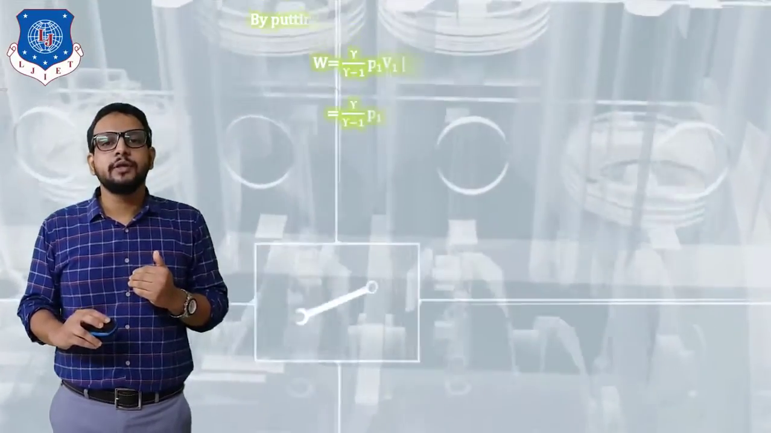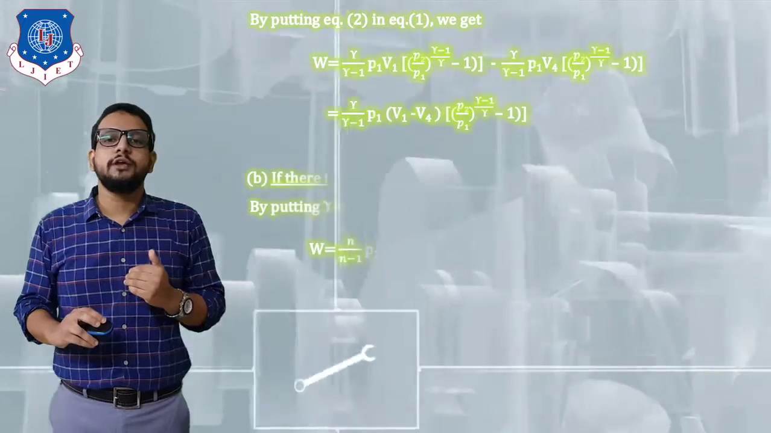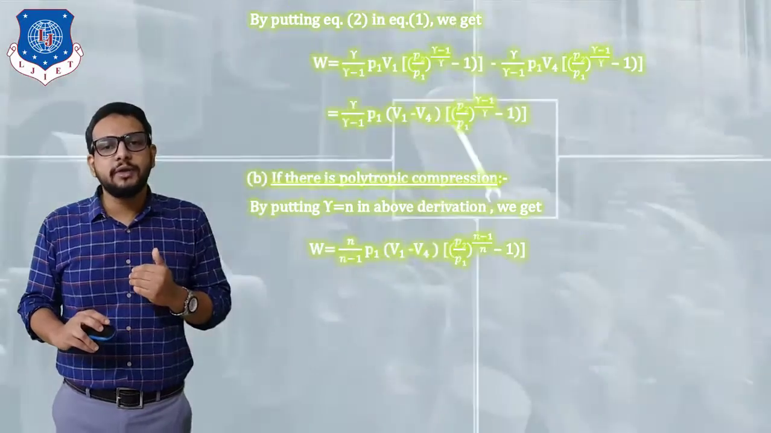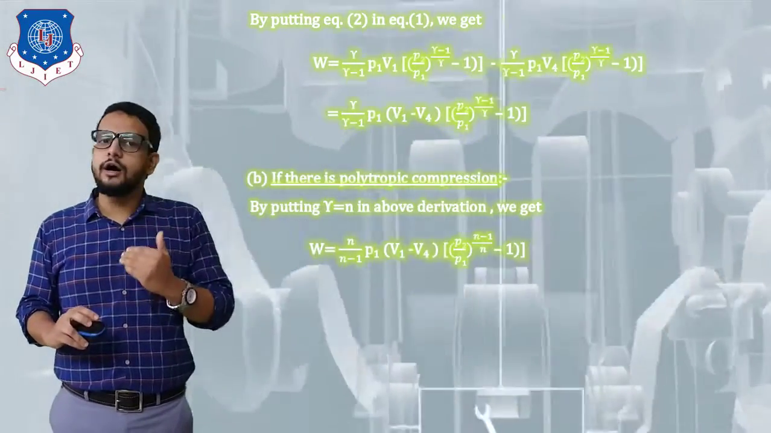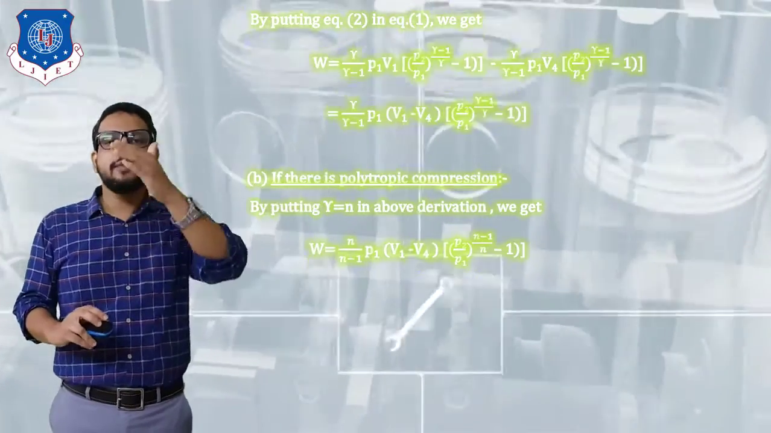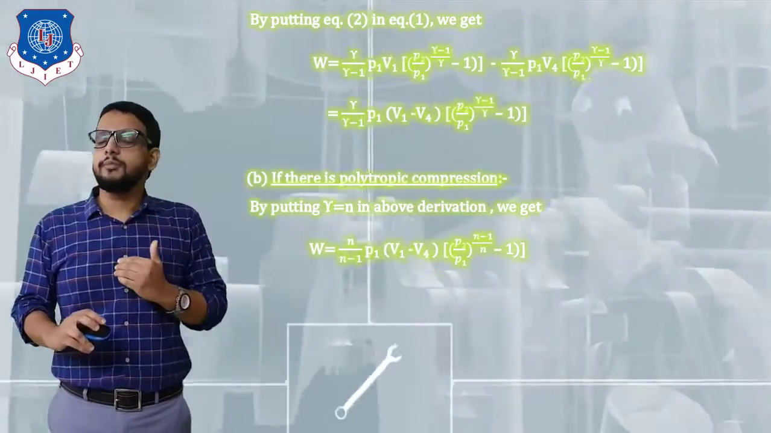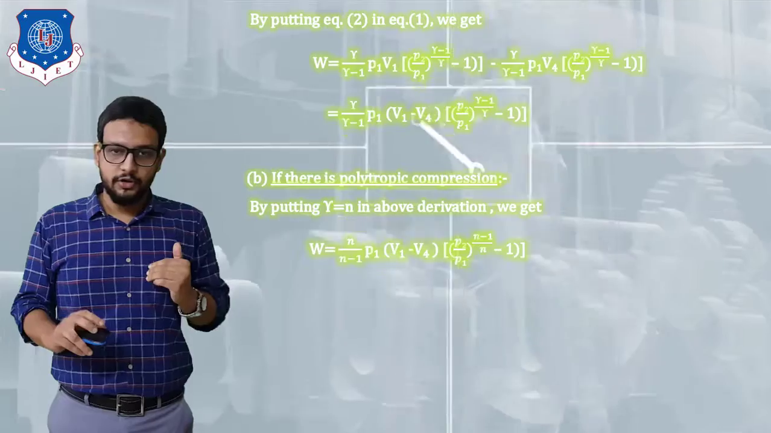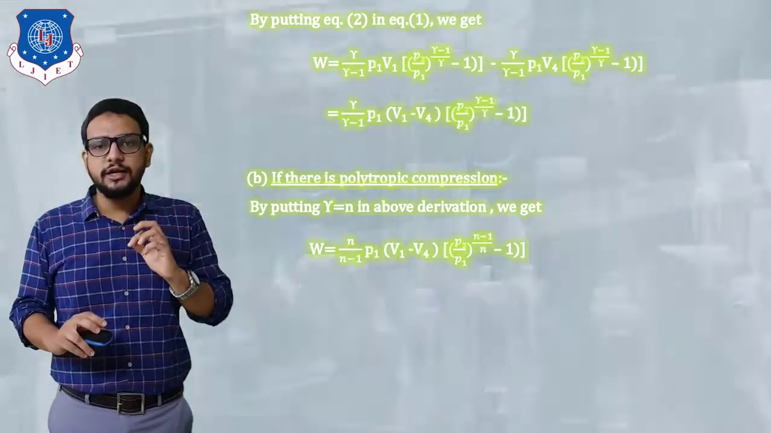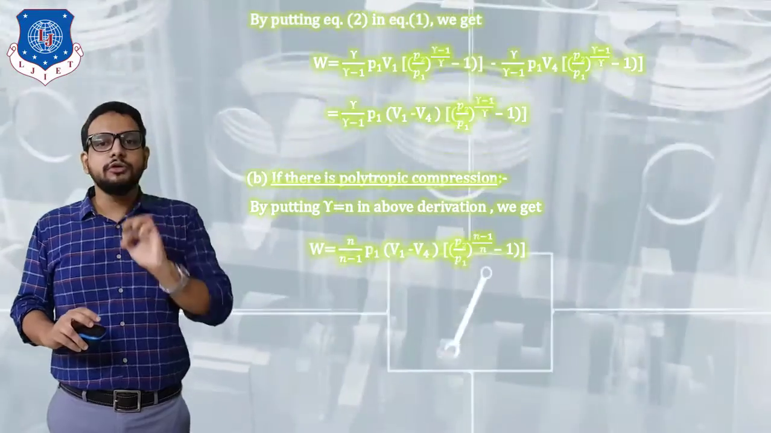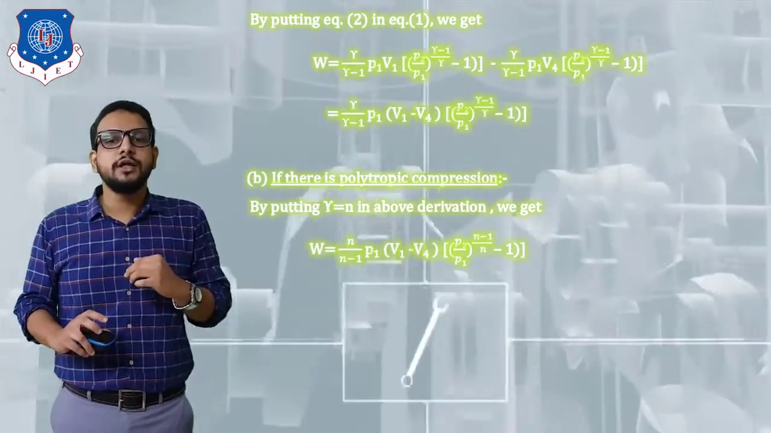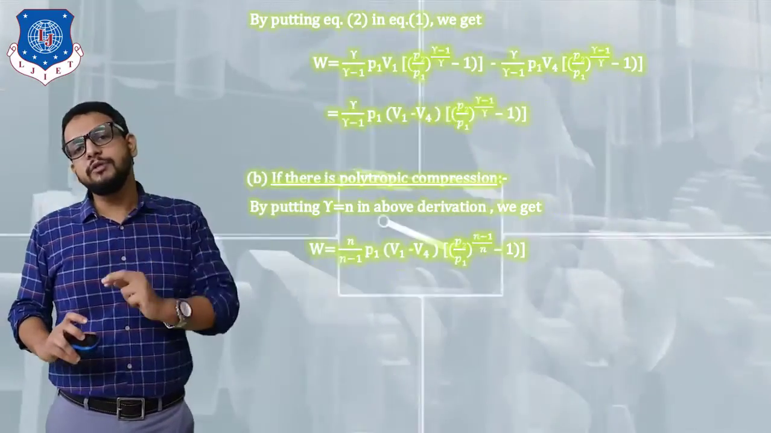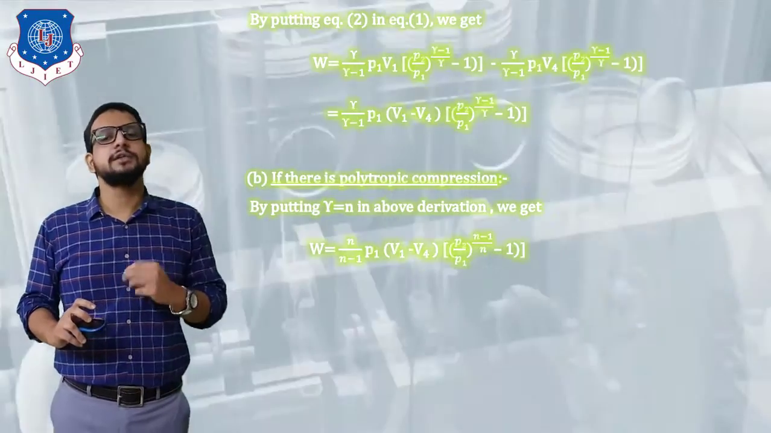In our further step, by substituting equation number 2 in equation number 1, we get work done W equal to gamma upon gamma minus 1 P1 V1 in a bracket P2 by P1 raised to gamma minus 1 upon gamma minus 1, minus gamma upon gamma minus 1 P1 V4 in a bracket P2 by P1 raised to gamma minus 1 upon gamma minus 1. Now further simplifying this equation, it is very clear we can take the bracket term common out. So we can write in the next step gamma upon gamma minus 1 P1 in a bracket V1 minus V4, and that bracket term, P2 by P1 raised to gamma minus 1 upon gamma minus 1.